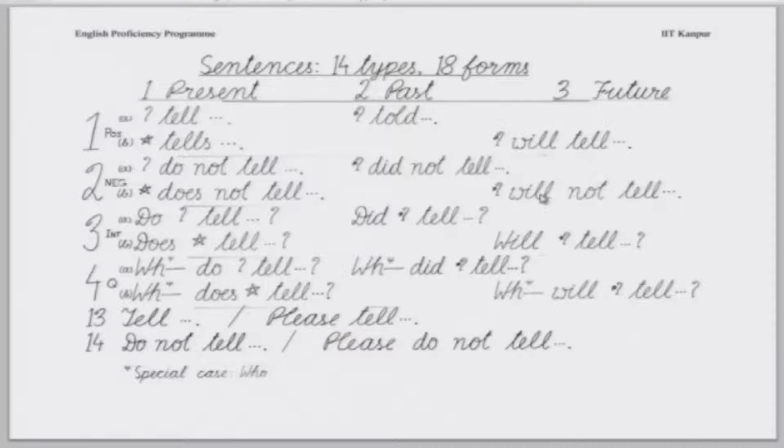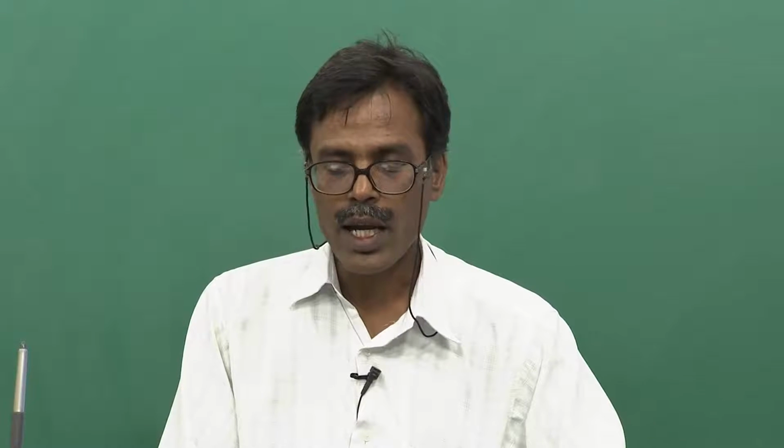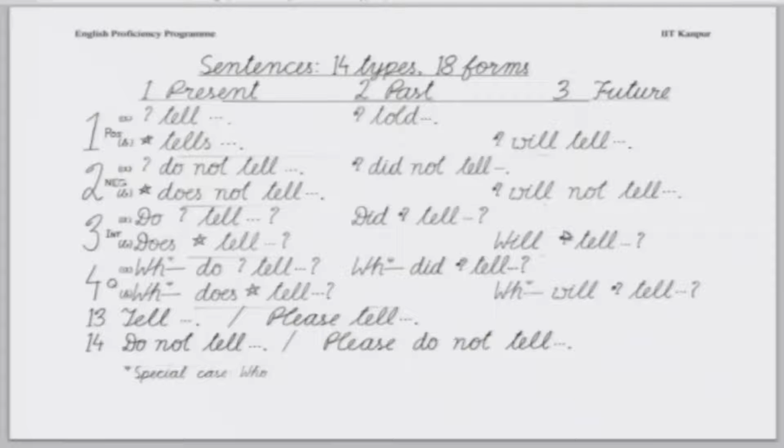And similarly here, will and the subject will be interchanged, and you will have will, then the subject, and then tell. Will I tell, will he tell, will Ramesh tell, and in all cases of the subject, both plural and singular, it will be the same form. In past and future, the verb form does not change much with the subject, like in the present case.